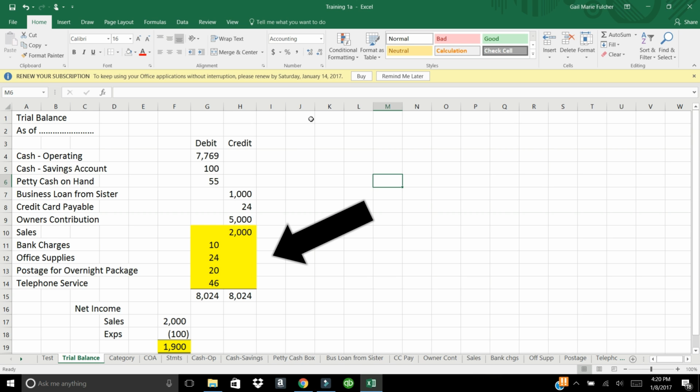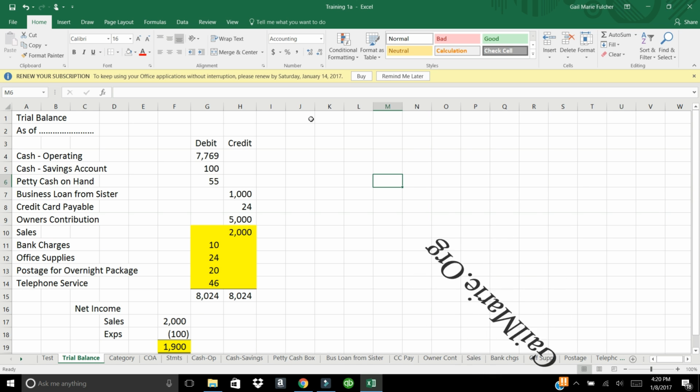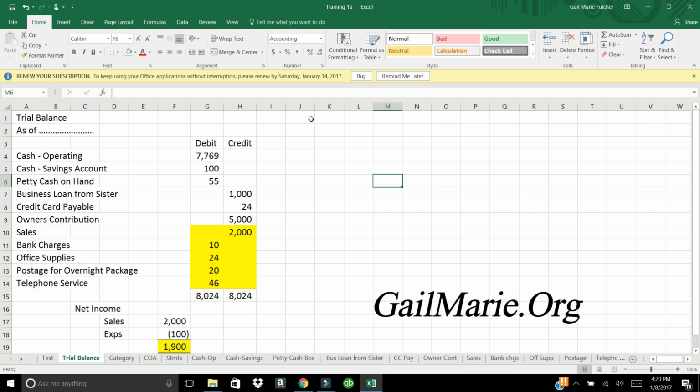Now, notice here that I have these highlighted in yellow. That's because the net of those is going to be taken over to the balance sheet. Okay, remember we discussed this. The net income down here, sales $2,000, expenses are $100, and the net income is $1,900 that goes to the balance sheet. These items here in yellow, the sales, the bank charges, office supplies, postage, and telephone, are not listed on your balance sheet. The net of all of those flows through to the balance sheet.